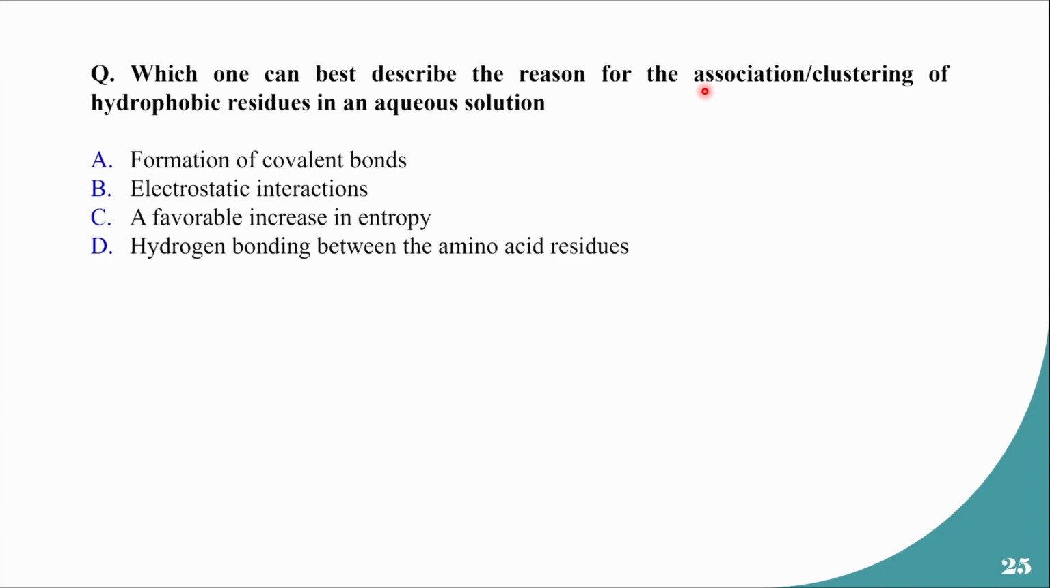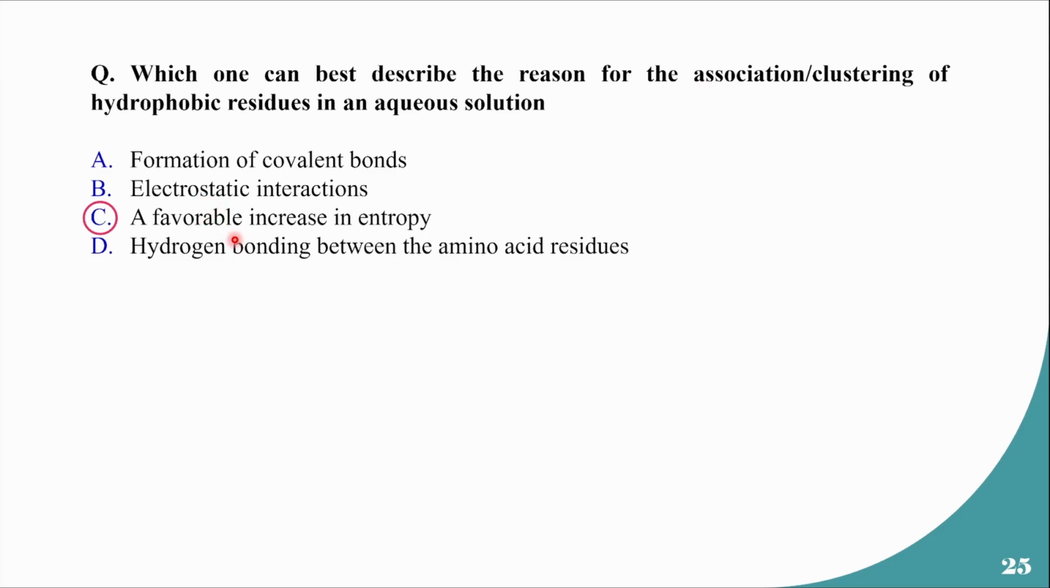Here, essentially, in hydrophobic clustering, the concept of entropy comes in. So the answer for this question will be a favorable increase in entropy. Now, can somebody mention what entropy indicates? You can mention it in the chat. I see one answer, that is randomness. Yeah, it's basically the state of disorderedness, or the measure of disorder in the system, right?